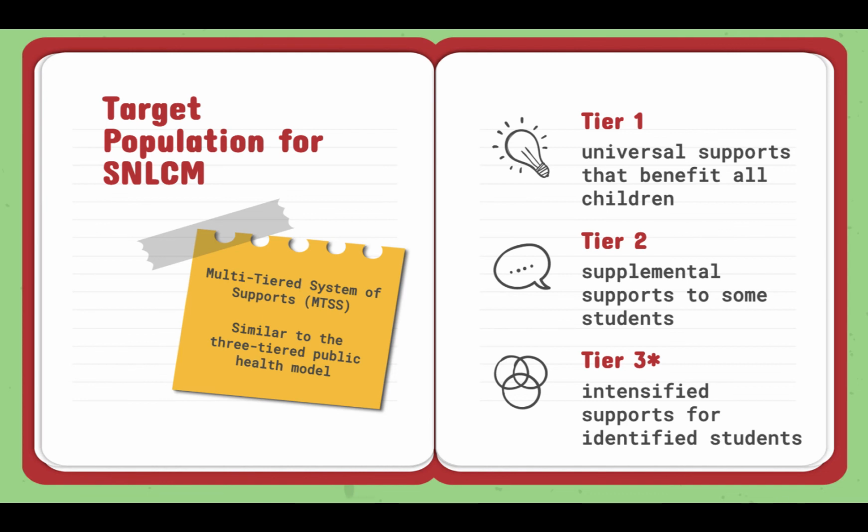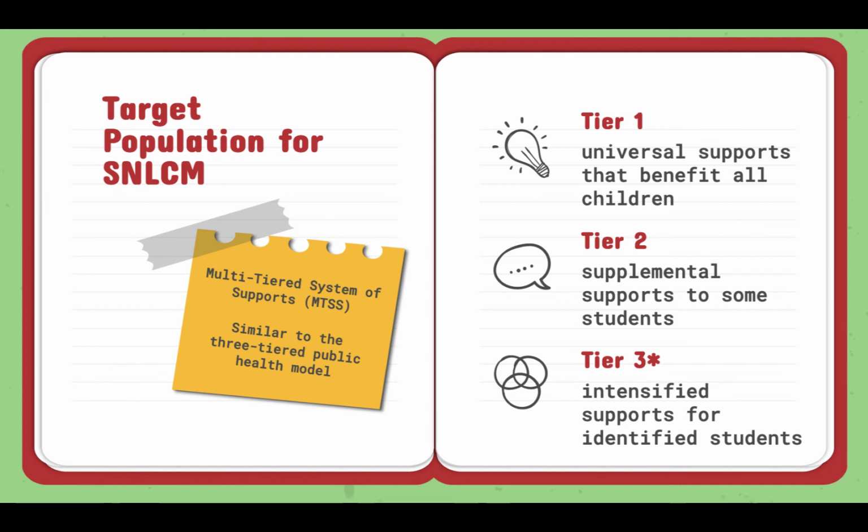And so MTSS stems from that three-tiered public health model in providing universal supports for children at Tier 1. So all children would get Tier 1, so that's same as Level 1. We would provide supplemental supports in Tier 2 and intensified supports in Tier 3. Identifying and addressing the needs of Tier 3 students with a chronic health condition removes barriers, allowing for inclusion and equity necessary for these students to reach their full potential.